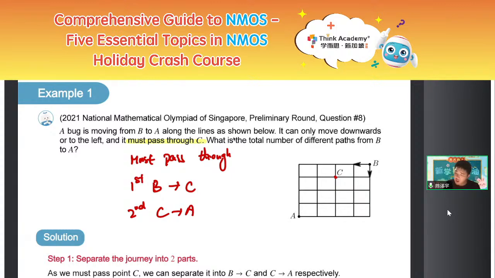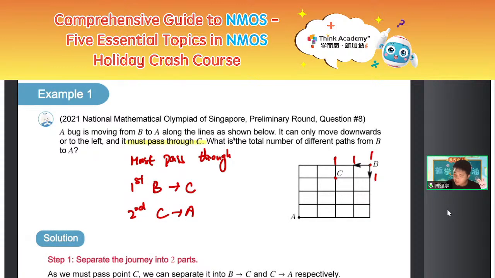So actually you can just go ahead and label here. Start from the point B. You have 1 way to reach point B, and these are all 1. Then 1 plus 1 equals 2. 1 plus 2 equals 3. All right, so there are 3 different ways for us to reach the point C.